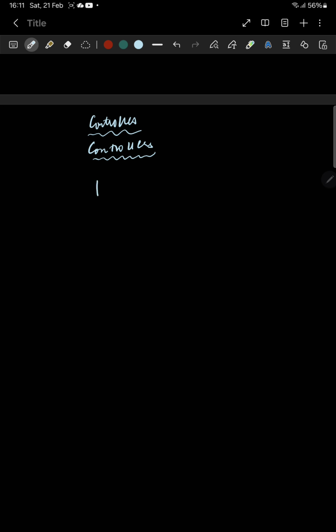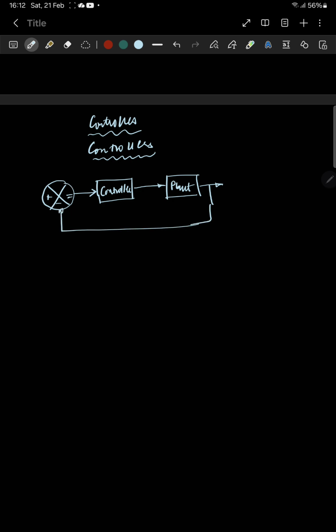Okay, if I leave the auxiliary parts, this is how a controller looks. This is the feedback. Here we might have a sensor. This is the error. This is the input to the plant.